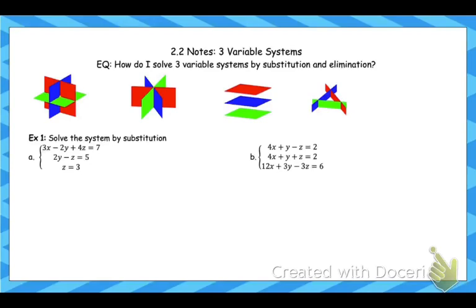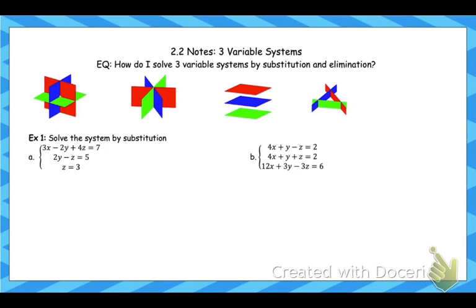Guys, what we're going to do today is move past Algebra 1, but use some of those same concepts that we just reviewed to look at systems that have 3 variables. One thing you'll notice is that with 3 variables, we have to have 3 equations. Otherwise, we're not going to be able to solve it.